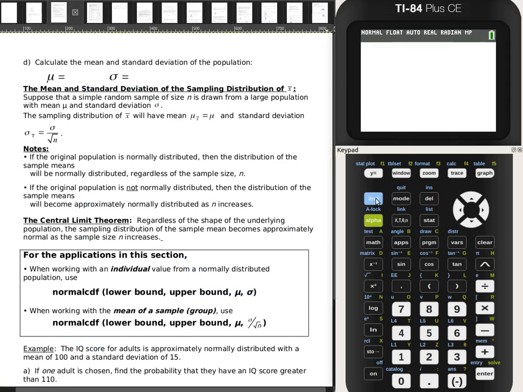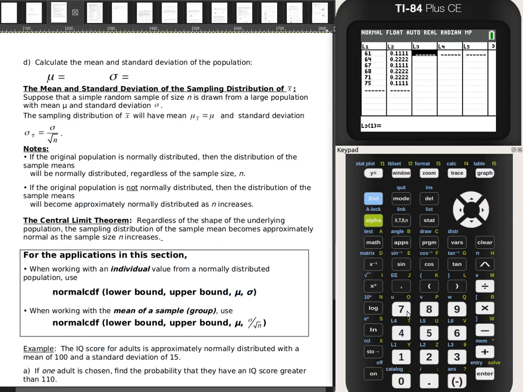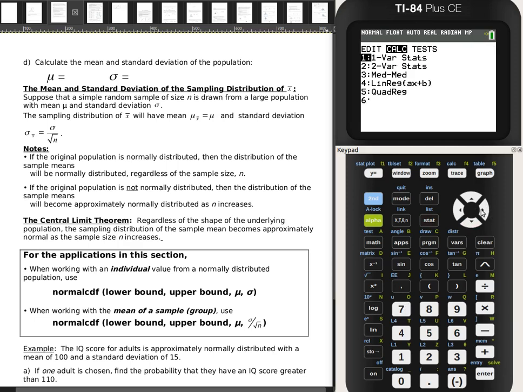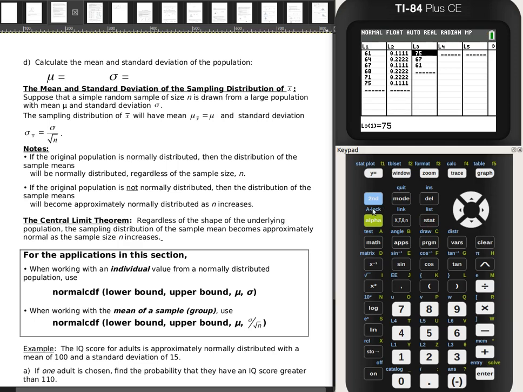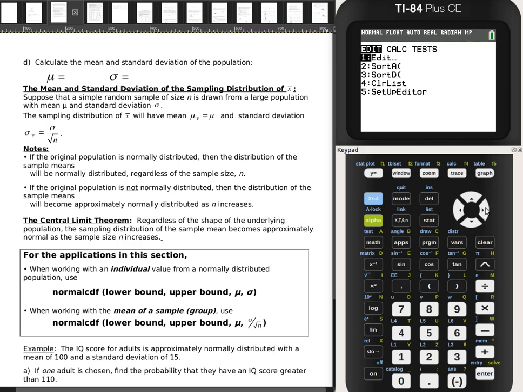I'm going to go this time into list 3 with those values. It was the 75, 67, and 61. And now, did it take that value? It did. So now I'm going to go to stat and calc. This time I want to use list 3. I want to get rid of that one. And what do we have?